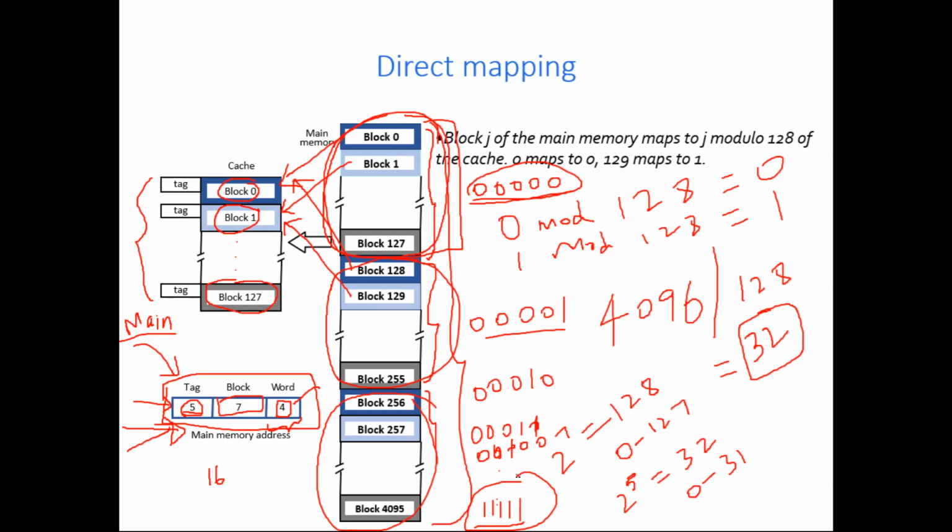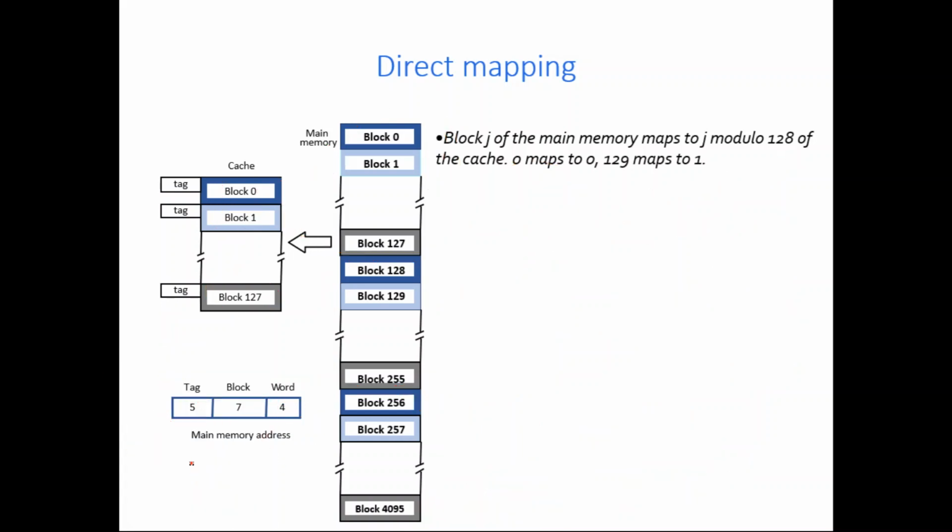Okay. With this knowledge, let us try to understand, given an address, how we will identify whether it is in the cache or not. Now this is the address given. The address given contains how many bits? 16 bits. The address contains 16 bits.